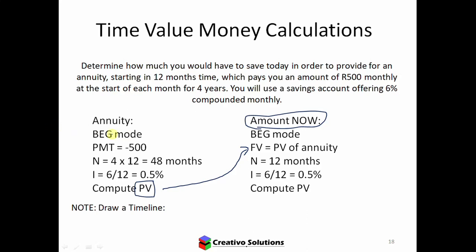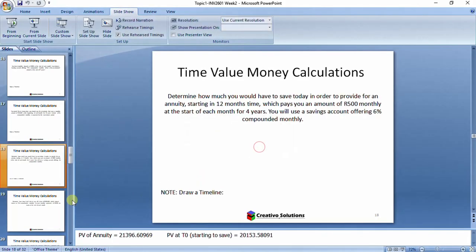Right, so again, please type in all those values in your calculator, get the one answer, then get the other answer, and then check your answer with the one that I have here for you on screen. The answer you should be getting, present value of the annuity is 21,396.60969, and if you discount that back to time 0, you're going to get 20,153.58091.